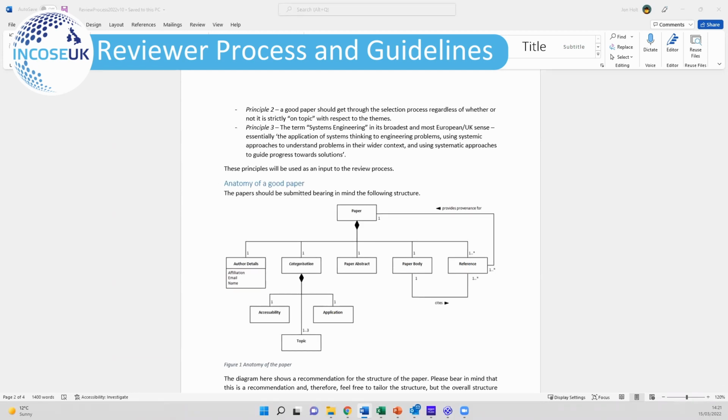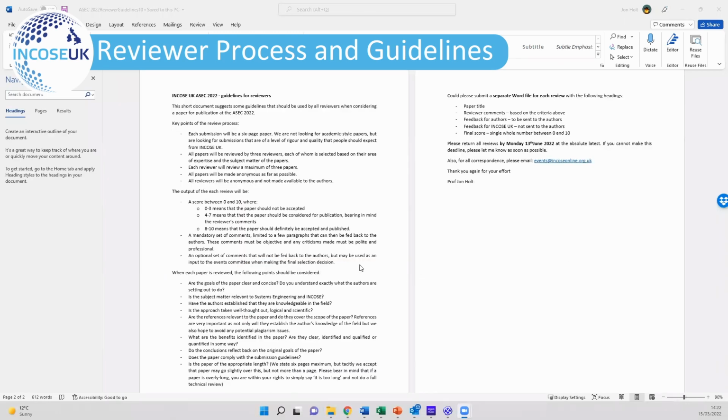So what I'm going to talk about now is the review process itself and the reviewer guidelines. This is the information that's given to reviewers. All this is freely available from INCOSE UK, but if you can appreciate what the criteria is that we ask the reviewers to use, it will give you an insight into how to write your paper and how to pitch it. So a few key points here. This is what we send to the reviewers, and as I said, this is in the public domain. Everybody's got access to this.